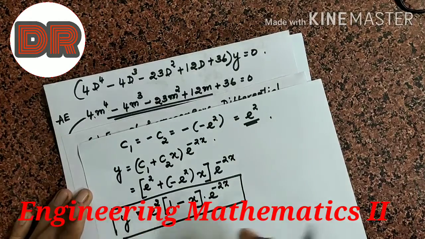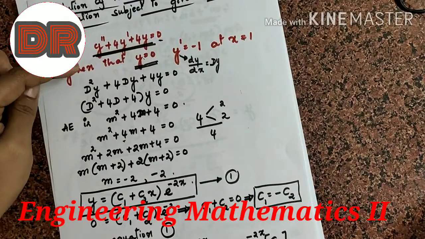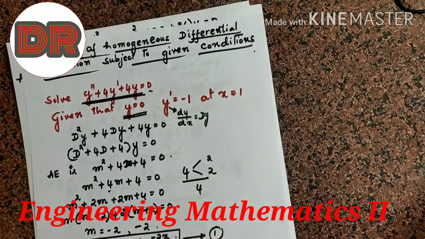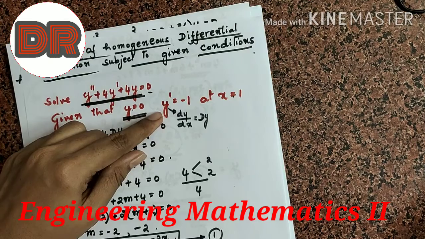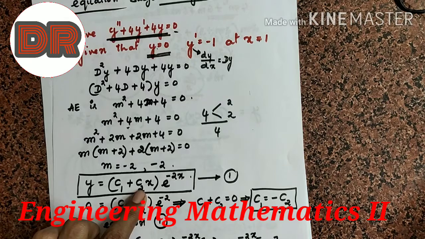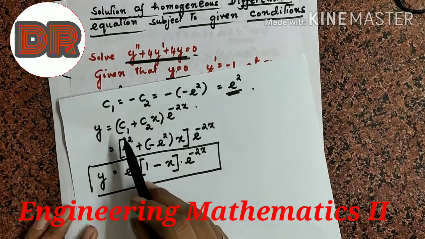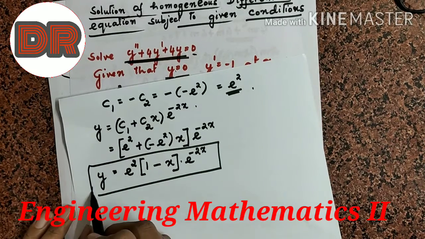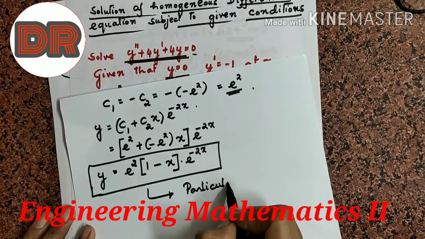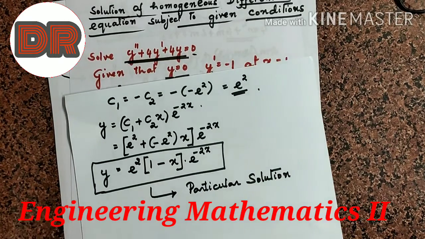What we have done here is, first we found the solution of the given linear homogeneous differential equation in terms of arbitrary constants. Since some conditions are given, we can find the values of these arbitrary constants c1 and c2. That is what we have done. Using the conditions, we found the arbitrary constants. Then we wrote them in the solution equation. So this becomes the particular solution of the differential equation.